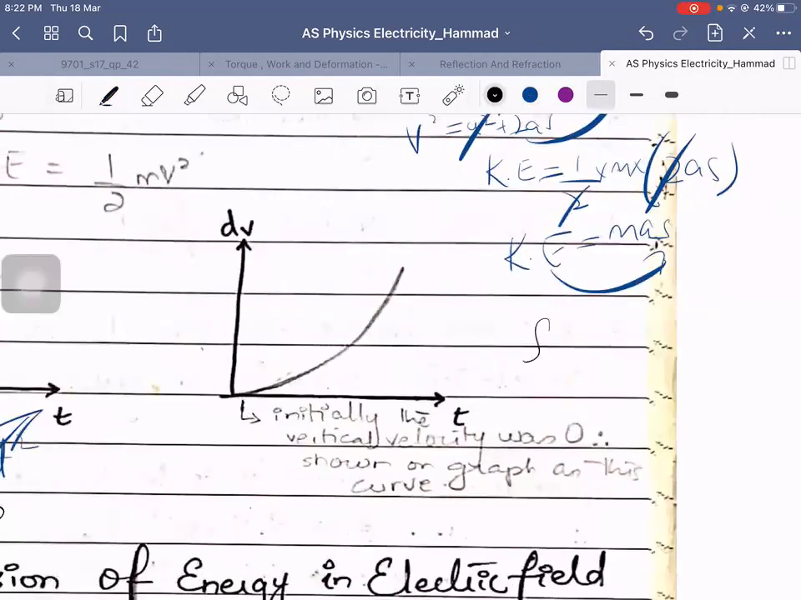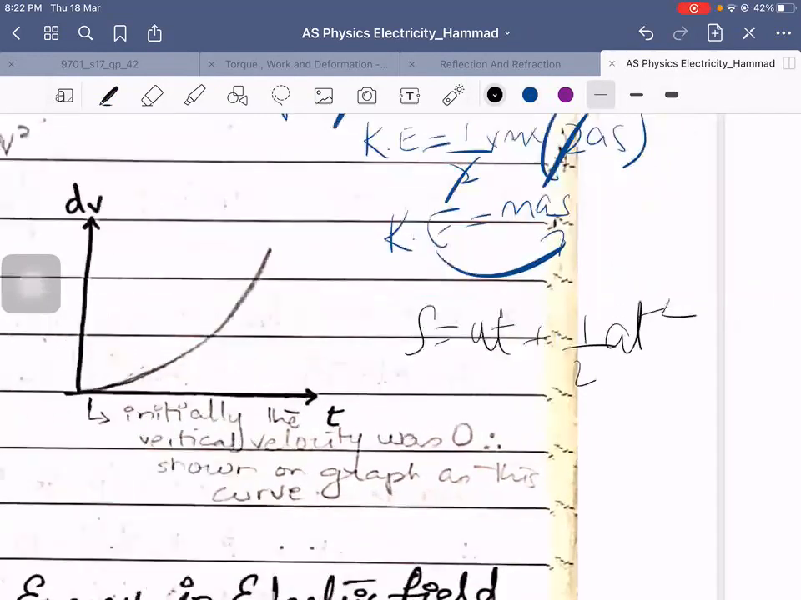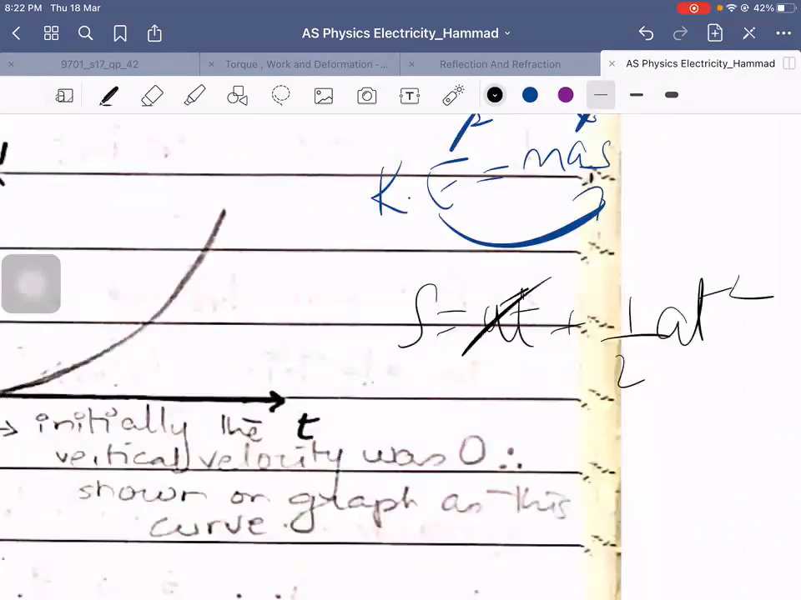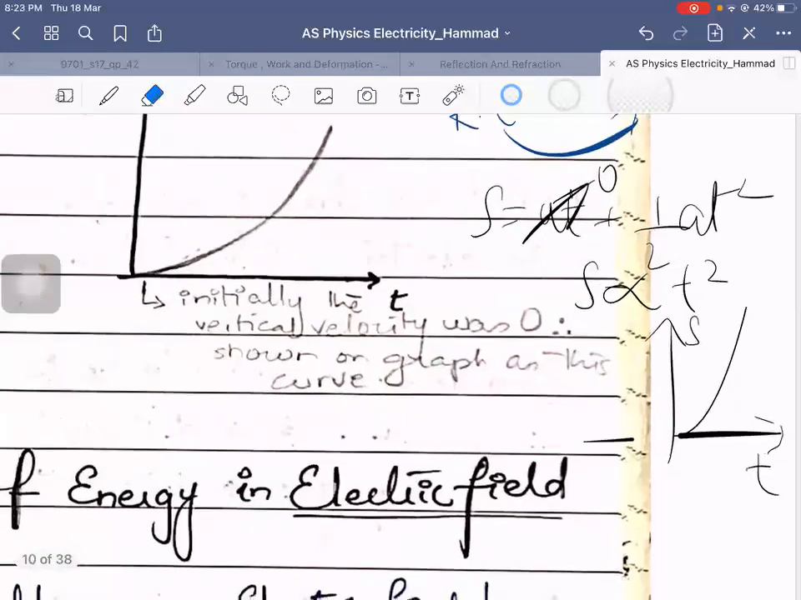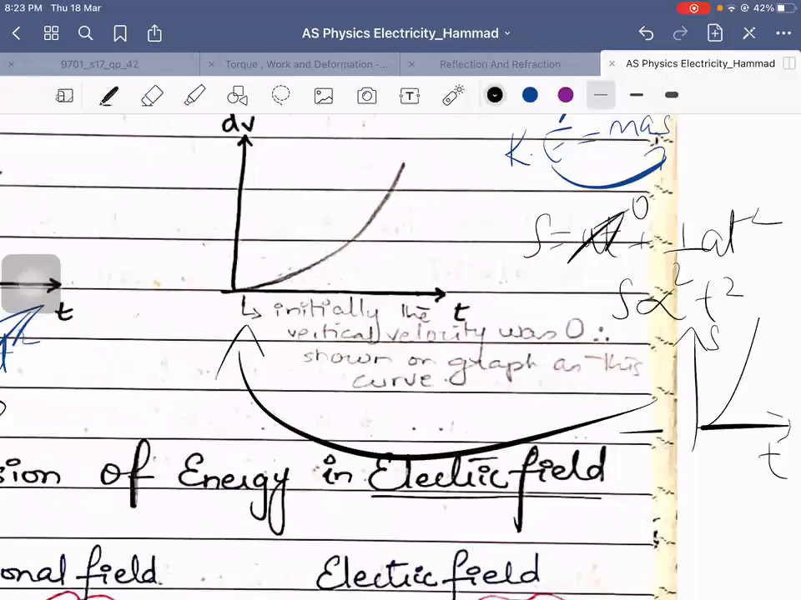For the vertical part, s is equal to ut plus half at squared. This is a half projectile motion, so your initial velocity is zero. So s is directly proportional to t squared. Displacement is directly proportional to t squared. That graph looks somewhat like this. Time, displacement. Please understand that time cannot be a negative quantity, and that is why the projectile has this graph in here.